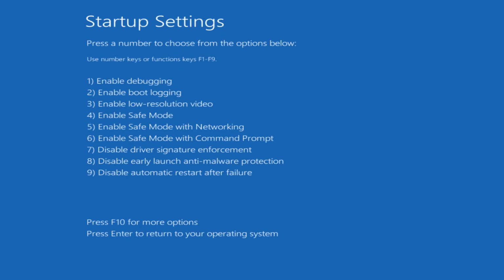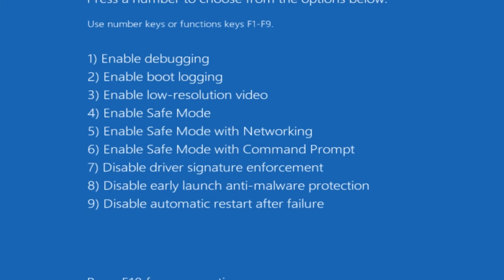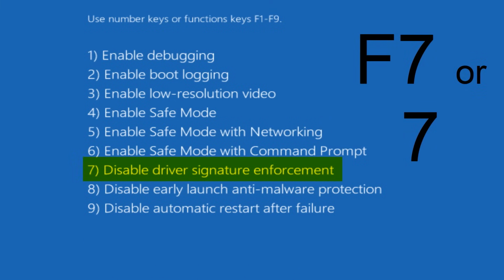Now it says press a number to choose from the options below. Use number keys or function keys F1 through F9. So it appears that if we look on the screen here, disable driver signature enforcement is number 7. So you can either click on F7 or just click on the number 7, which I'm going to do. And the computer at this point is going to restart. And once you boot back into Windows, everything should be okay.